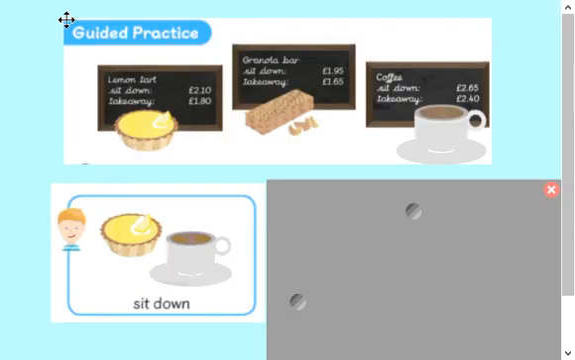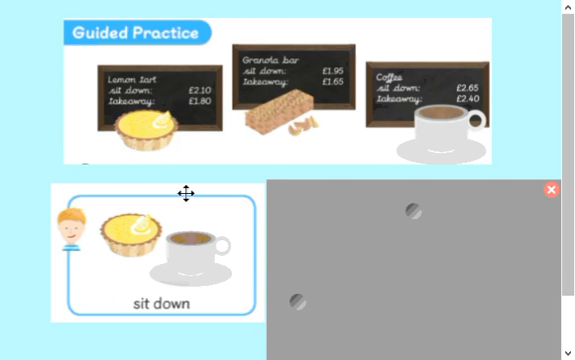Okay, moving into our guided practice section then. So we've got here a menu in a cafe, and it tells you there are 2 different prices. You've got a sit-down price, as if you're sitting in the cafe and eating, or a takeaway price, which we're kind of all doing at the moment.